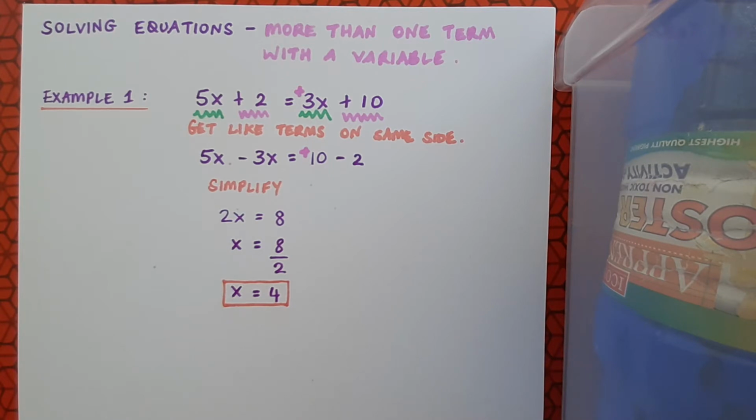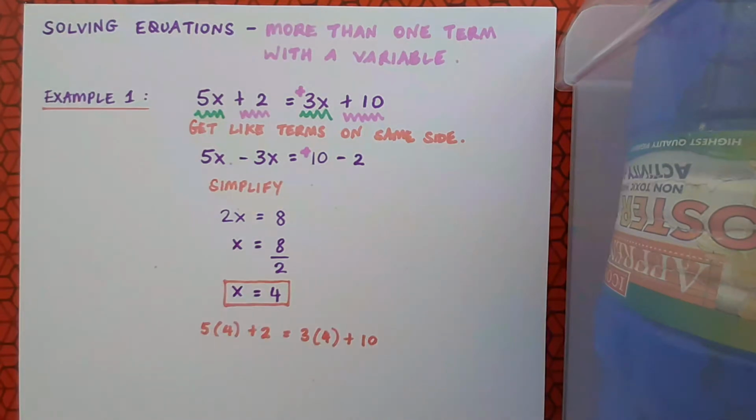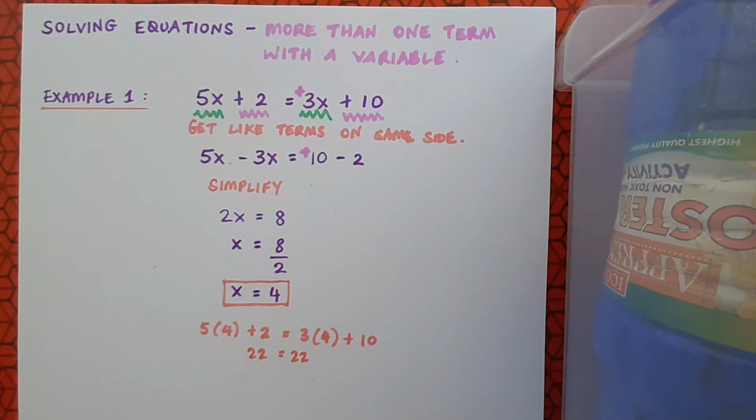Just like in previous videos, I can verify that the solution is correct by substitution. This time, because there's calculation required on both sides of my equation, I'll type in the left-hand side first of all, and I'll get 22. Then I'll type in the right-hand side, and I also get 22. And 22 equals 22, so this statement is true. So x equals 4 is the correct solution for this equation.